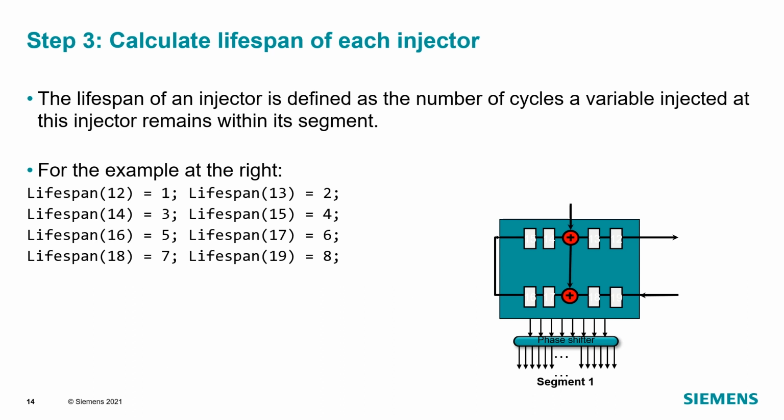The lifespan of an injector is defined as the number of cycles a variable injected at this injector remains within its segment. As can be seen in this picture, a variable injected at the input of flip-flop 12 leaves the segment after just 1 cycle, so its lifespan is 1. On the other hand, a variable injected to the input of flip-flop 19 leaves the segment after 8 cycles.